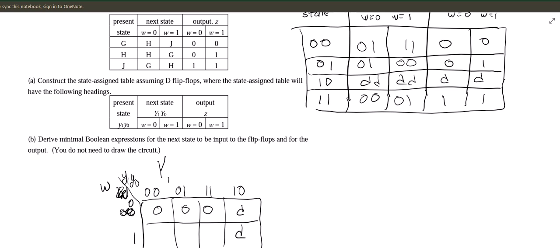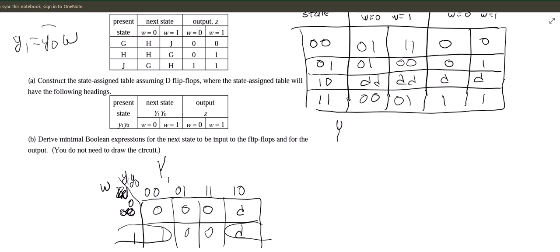And when W equals 1, again, it's just this first column here. When Y1, Y0 is 0, 0, then we get a 1. And in the other two spots, we get a 0. And so our minimal expression here, get those two, will be Y1 equals, let's see, what do we have here? Y0 bar W.